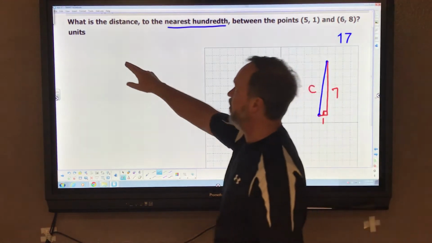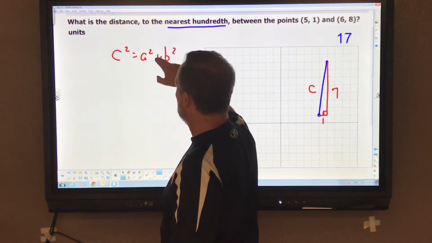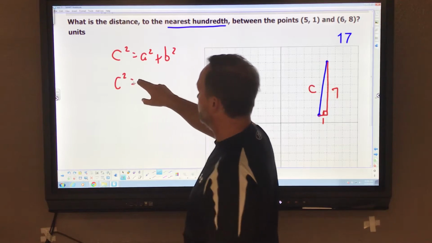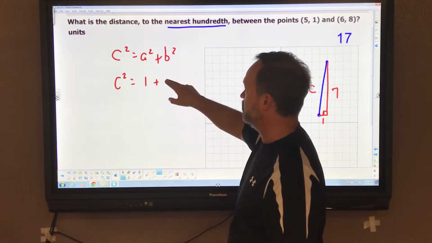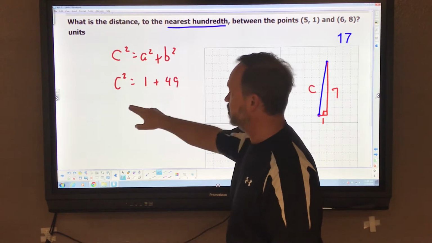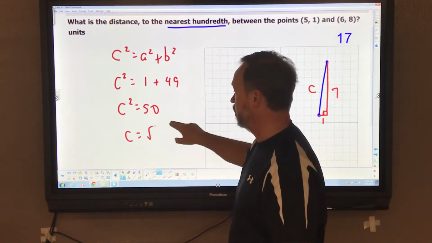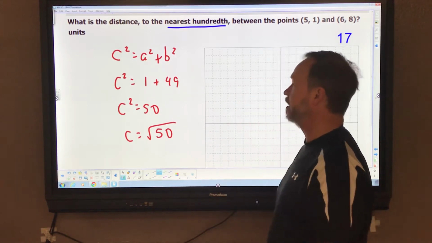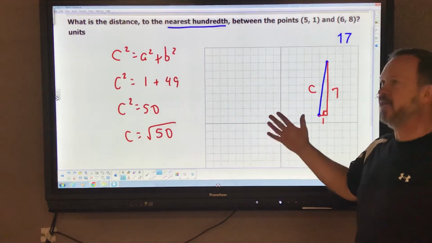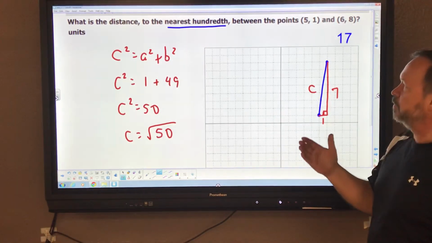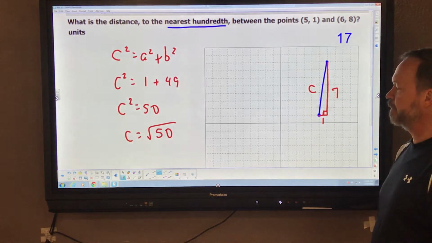So we think about Pythagorean, c squared is equal to a squared plus b squared, where, as we said, one leg, the short leg, is 1, so 1 squared, and the other leg is 7, so 7 squared is 49. So c squared is equal to 50, which means c is equal to the square root of 50. So you put that in your calculator, and it's going to be 7 point whatever, 7.07, I think. Anyway, you got to round to the nearest hundredth, and that's what you would need to do.